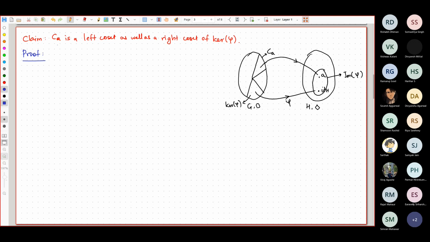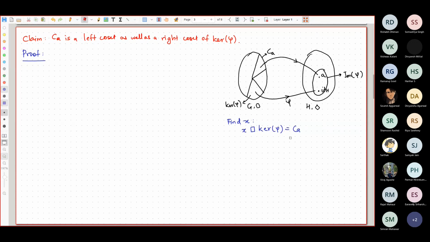First of all, when we are trying to say that CA is a left coset of the subgroup kernel phi, we want to identify some element x such that x squared kernel phi is equal to CA. So find x such that x squared kernel phi is equal to CA. If we manage to do this, then we have proven that CA is a left coset of kernel phi. I'll just prove that CA is a left coset of kernel phi. The proof that it is a right coset is completely analogous. I'll just leave that to you.